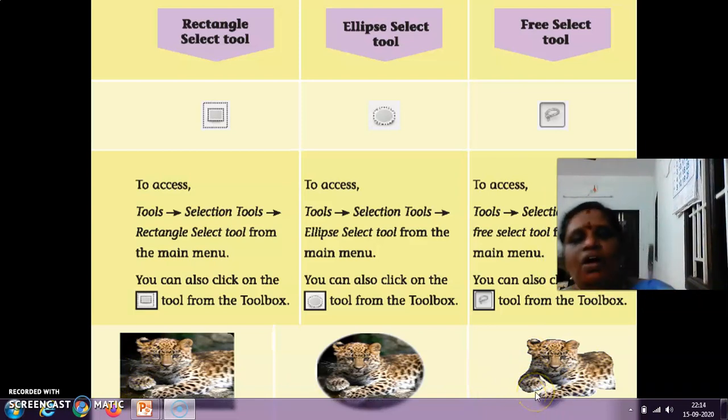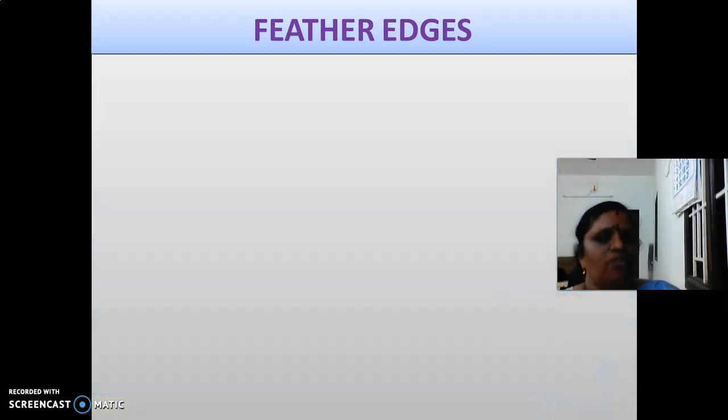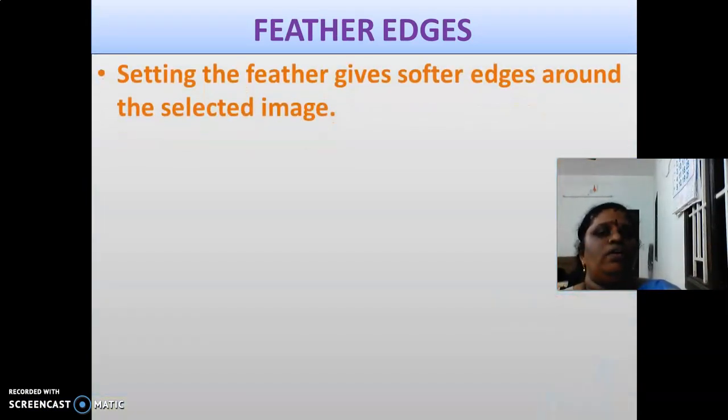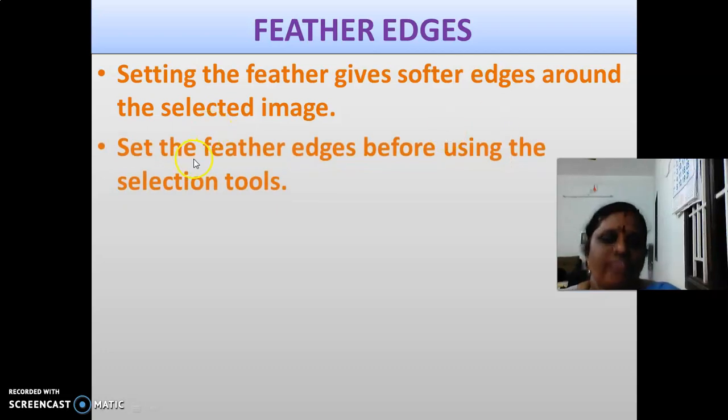For that we are going to have a feather edge option. By setting the feather edge option, it gives softer edges around the selected image. Set the feather edges before using the selection tool. So before using any selection tool, you want to set the feather edges. This option is used for selecting images with softer edges around the selected image.